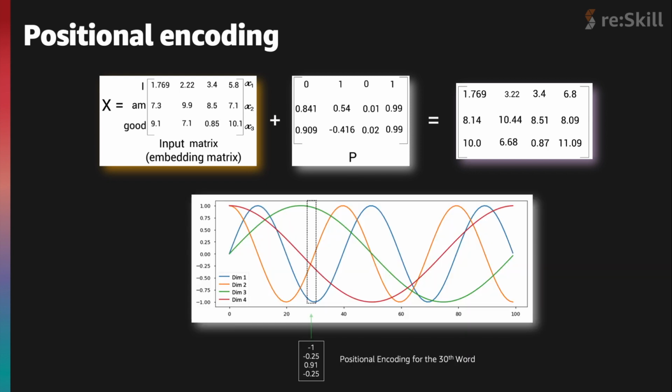The authors of the transformer used the sinusoidal function for computing the positional encoding. For example, assume that we have only 4 dimensions. So we generate 2 sine and 2 cosine functions of different frequencies. As you can see here in the example, the positional embedding of the 30th word is -1, -0.25, 0.91 and -0.25, which are nothing but the amplitudes of those 4 functions.